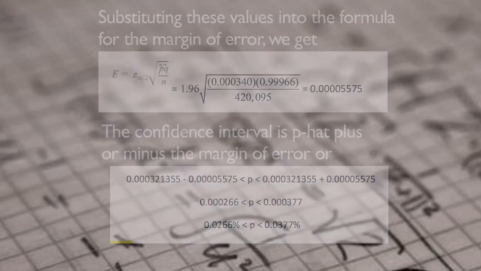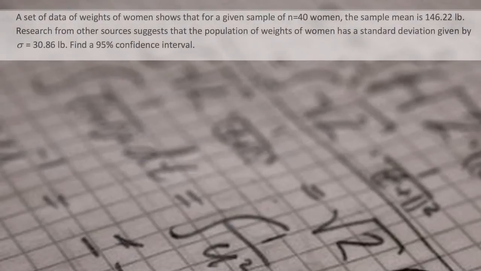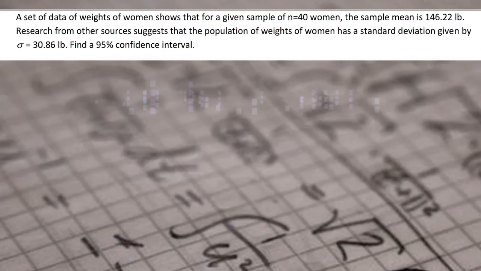Let's try another example, but this time for a population mean with sigma known. A set of data of weights of women show that a given sample of n equals 40 women, the sample mean is 146.22 pounds. Research from other sources suggests that the population weights of women has a standard deviation given by sigma equals 30.86 pounds. Find a 95% confidence interval.